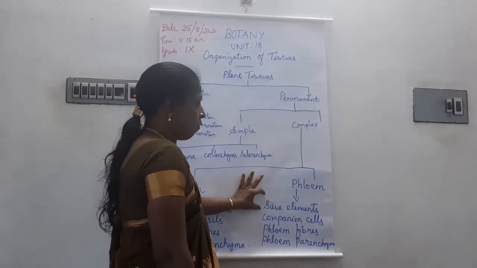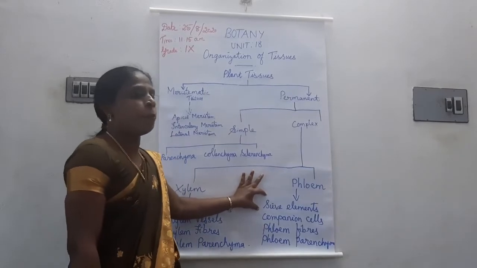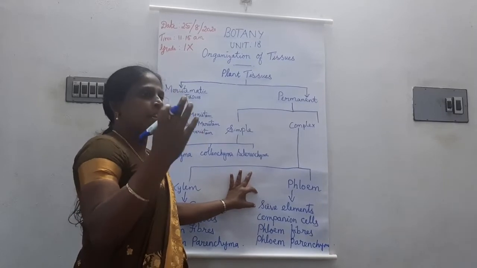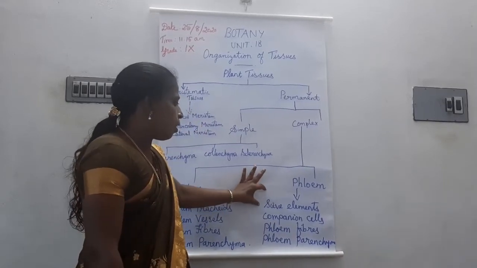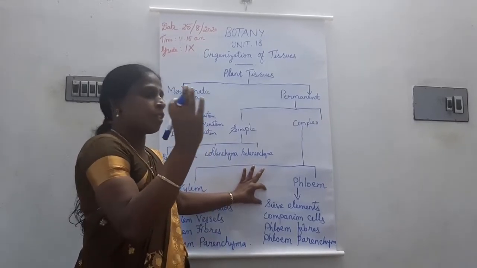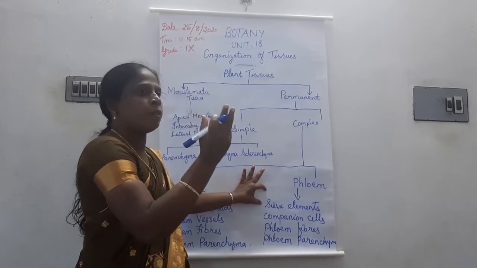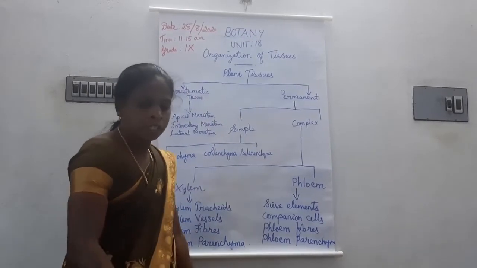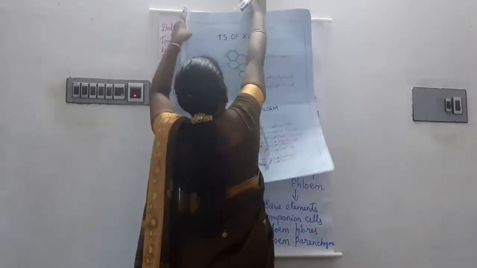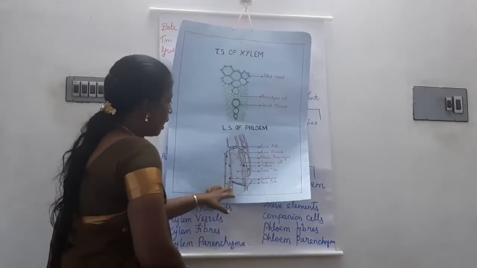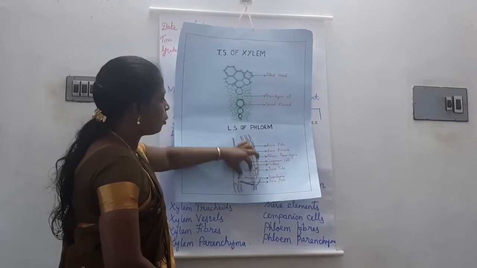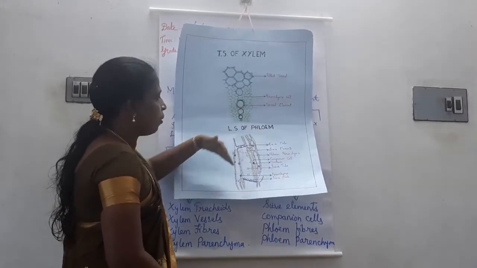The first one is sieve elements. It is the very important element present in the phloem. Through sieve elements only, the food materials can be transported. The sieve elements consist of the sieve tubes. All the sieve elements together form the sieve tube. They are arranged one above the another. The cells are arranged one above the another and form a tube-like structure from the leaf to other parts of the plant body.